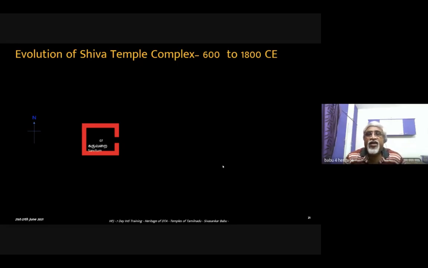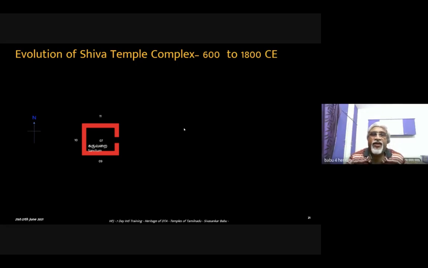So, this started around Pallava times with only the sanctum, a small rectangular building with a roof, and either a superstructure on top of it or a flat mandapa kind of temple. So this is the preliminary temple. No further access. Most of the smaller temples started this way.